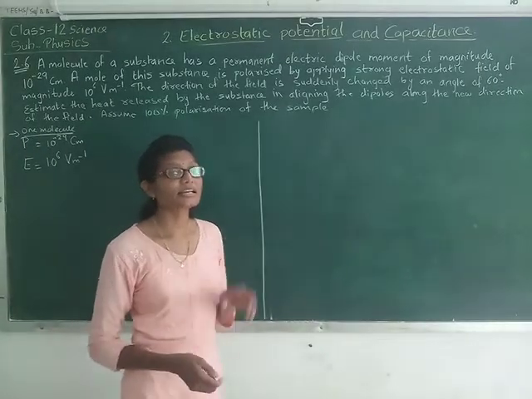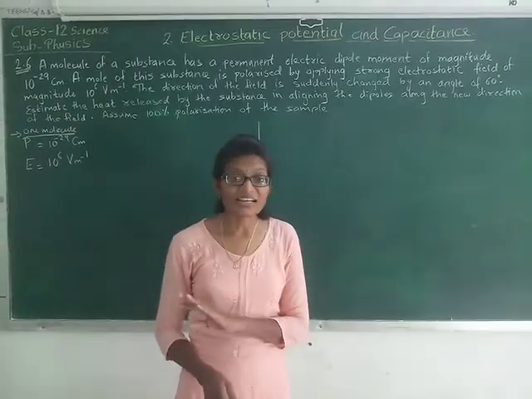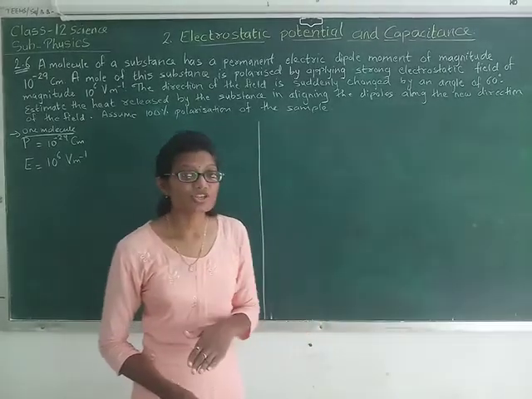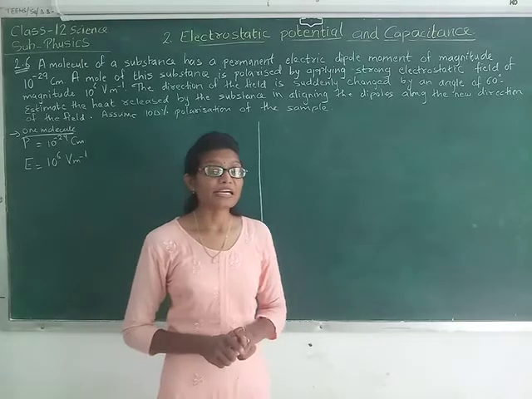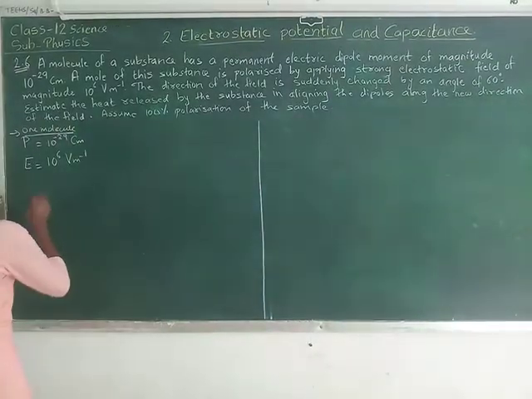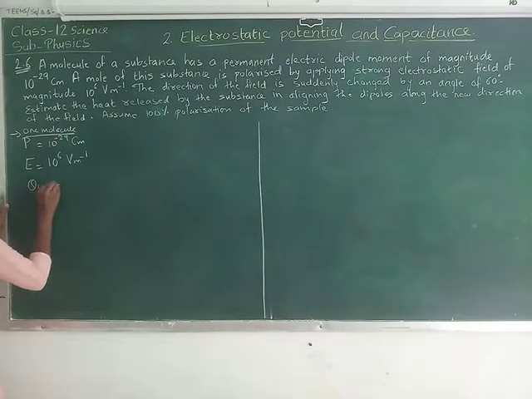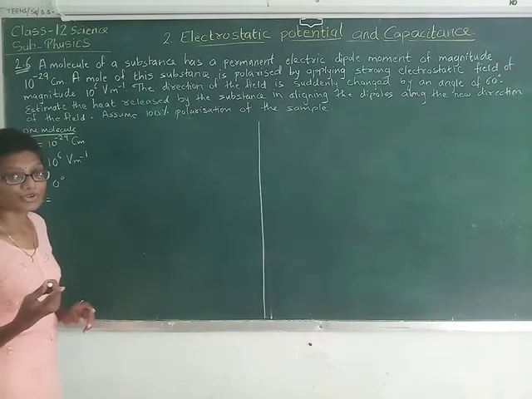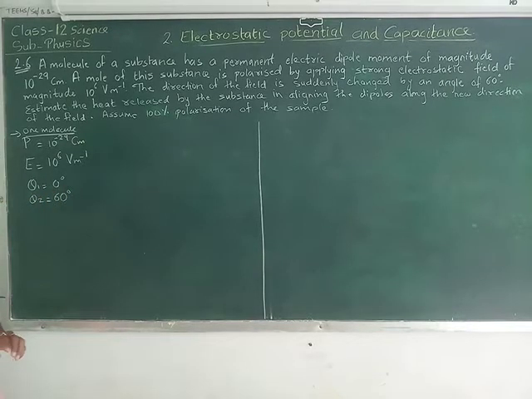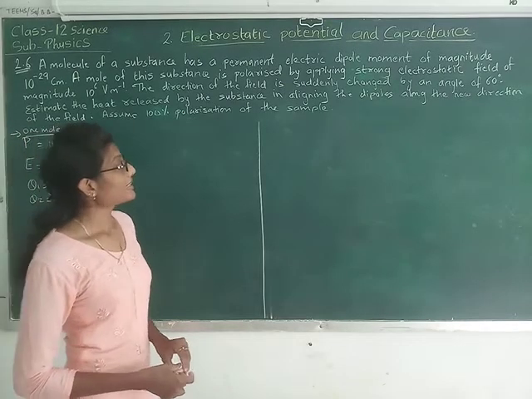So initially we can consider that the dipole moment and the electric field are aligned on the same line, that is by 0 degree. Then electric field is changed by an angle of 60 degree. That means the angle between the dipole moment and the electric field is 60 degree. So let us consider initially θ1 is 0 degree, angle between dipole moment and electric field, and in the second case the angle of the electric field with respect to dipole moment is changed by 60 degree. Okay. Now estimate the heat released by the substance in aligning.